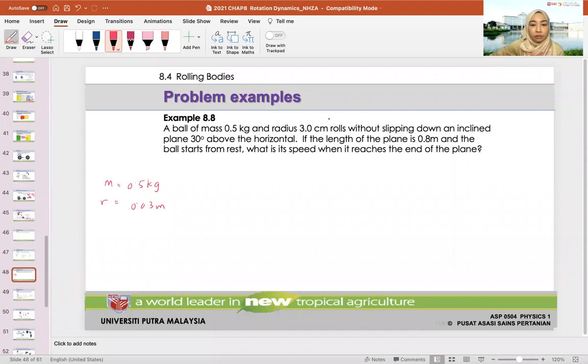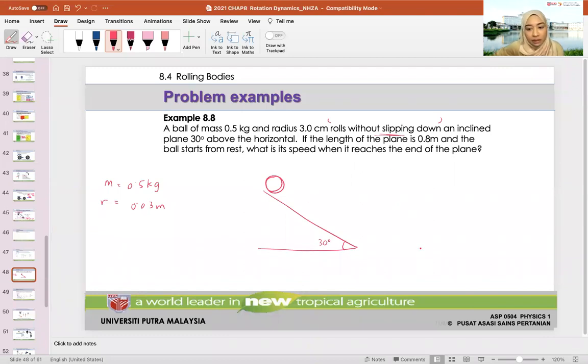It rolls without slipping down an inclined plane. So you have an inclined plane and it says that this inclined plane is 30 degrees above the horizontal. It rolls without slipping. Does anyone remember what rolling without slipping means? What does the slipping indicate? What does without slipping mean? Does not stop rotating. It does not stop rotating. That is actually very accurate. It moves and it does not stop rotating at any point.